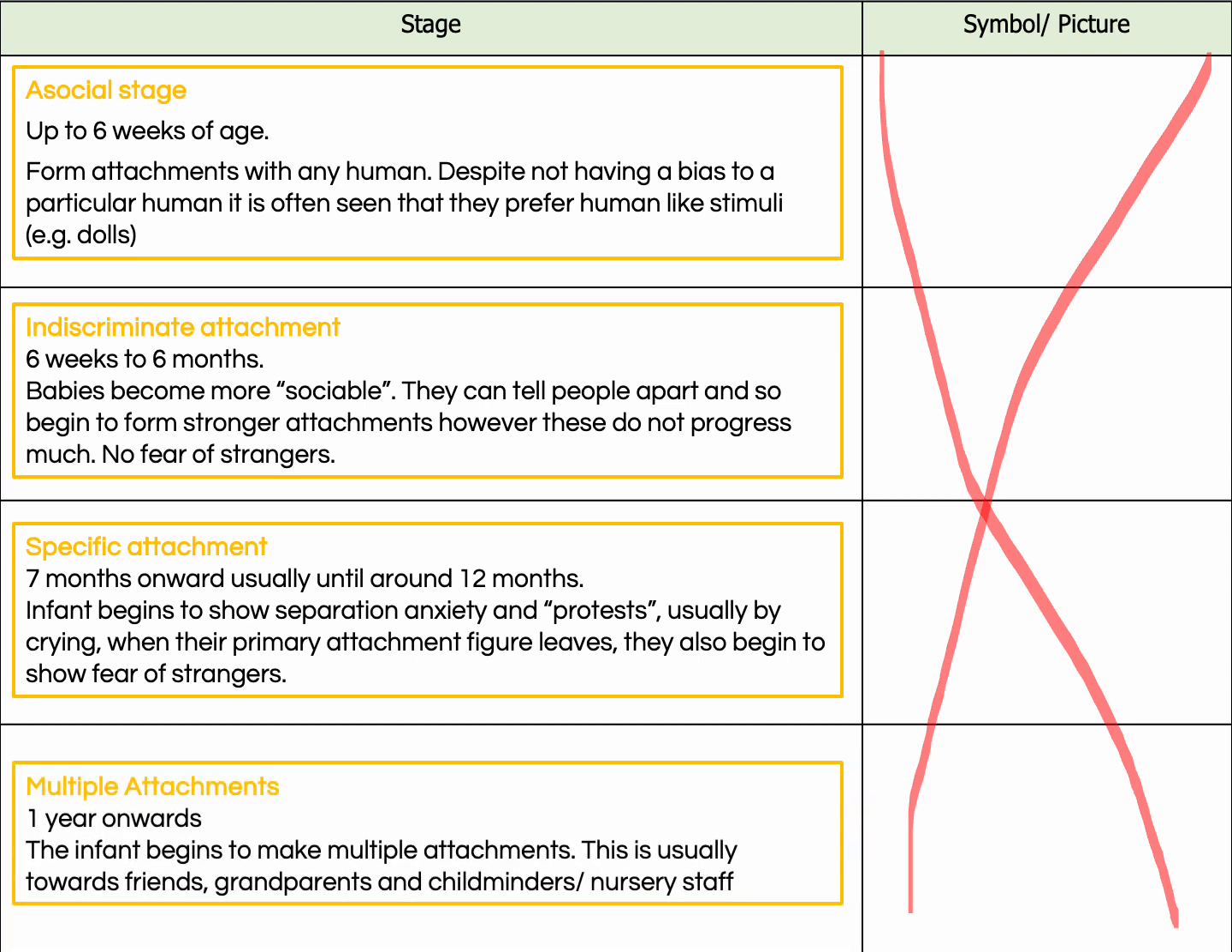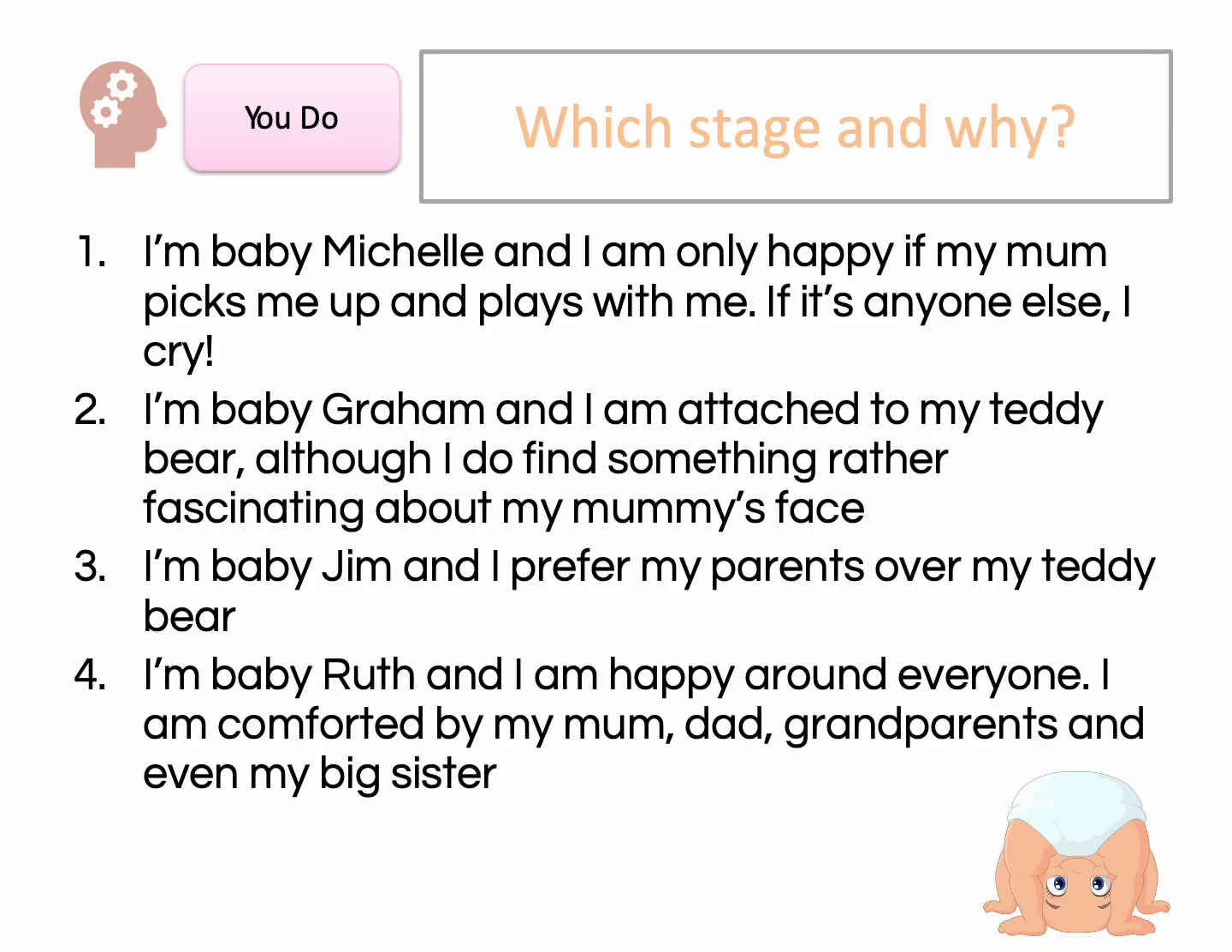Then moving on to multiple attachments, which Schaffer and Emerson suggest occurs at 1 year on, when they begin to make multiple attachments towards friends of the family, grandparents, childminders, etc. So this is an opportunity to pause the video and summarise each stage, because in a moment you're going to be considering which stage and why. So in 5 seconds I will move on. Okay, so have a little read of the 4 babies and see if you can put them into the appropriate stage and consider reasons why they are in the stage you claim they are. In 5 seconds, we'll look at the answers.